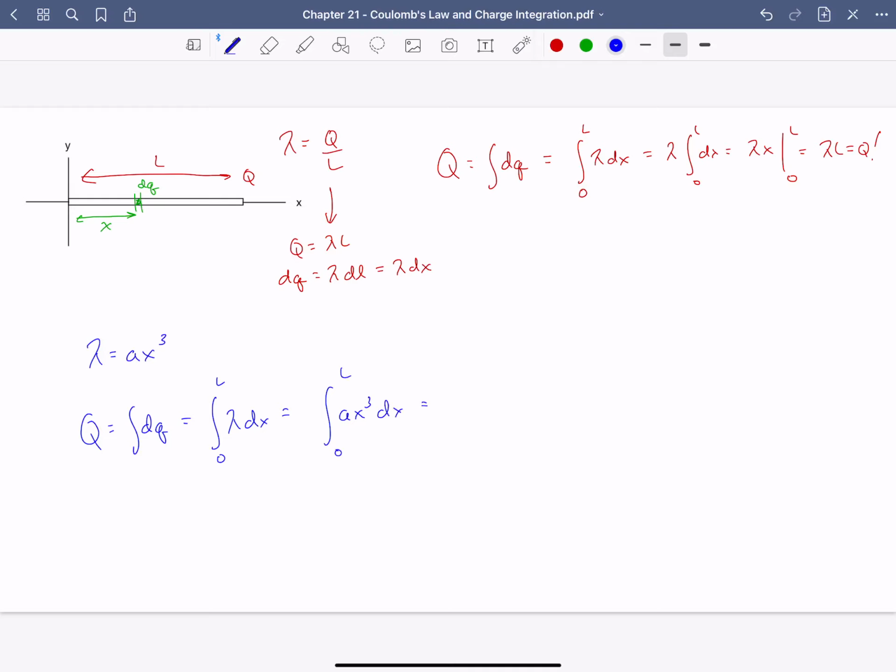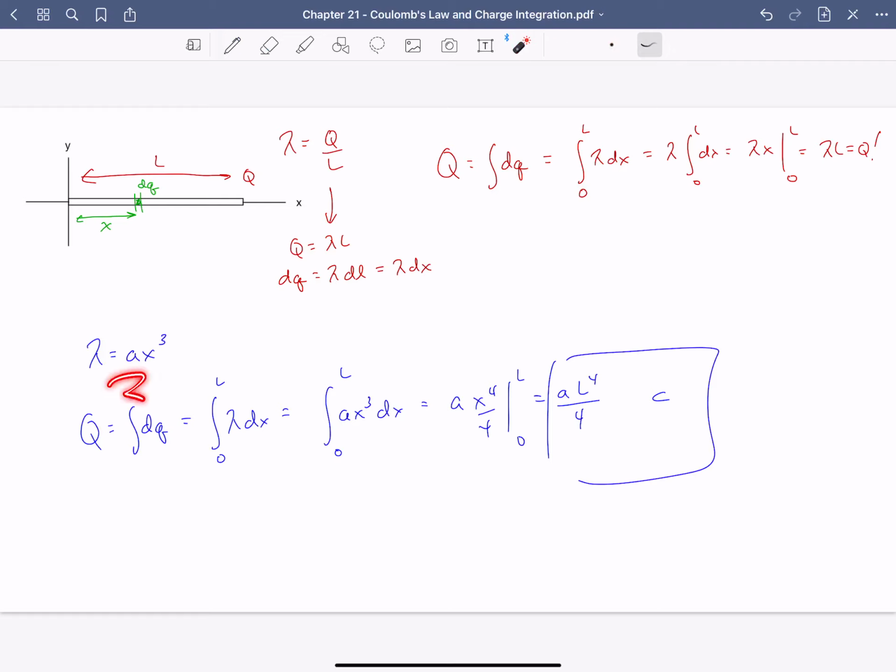And we can go ahead and turn the crank on our integration. It's going to be x to the fourth over 4, evaluated from 0 to L, which is going to be A L to the fourth, all over 4, and that will be in coulombs, right? So there we have it. I was able to find what the total charge is on this rod based on this non-uniform charge density. If I knew what A was and I knew what L was, boom, I'd be able to tell you exactly what the charge on this rod is.